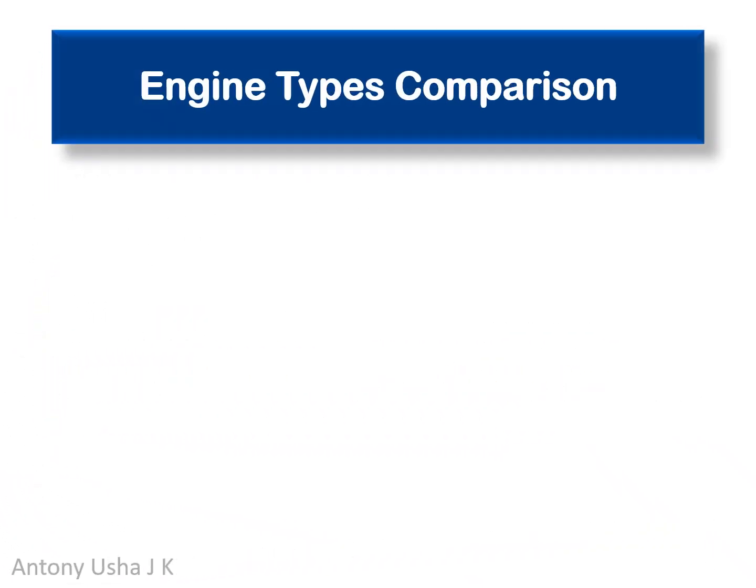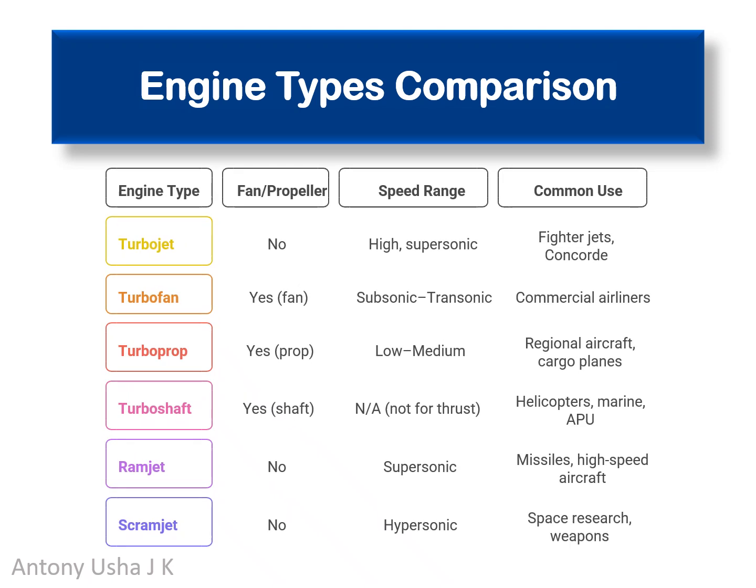Engine type comparisons. Jet engines are the heart of modern aviation, powering everything from commercial airliners to cutting-edge military aircraft. Let's explore the main types of jet engines and how they work. Engine types: turbojet, turbofan, turboprop, turboshaft, ramjet, and scramjet. The comparisons are made on fan or propeller, speed range, and common usage.